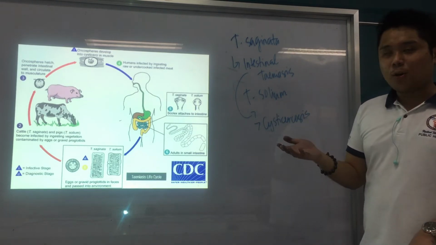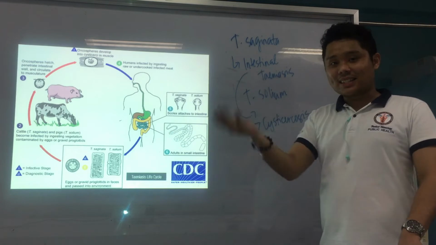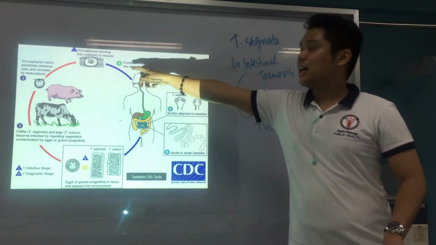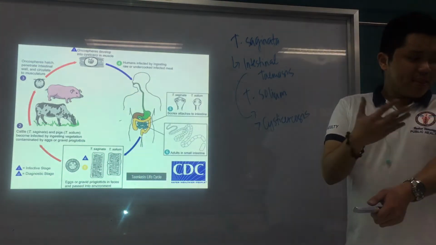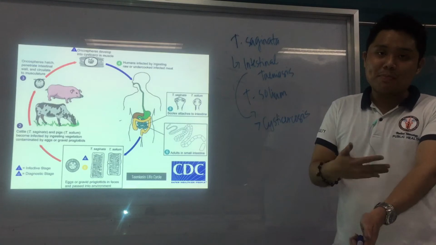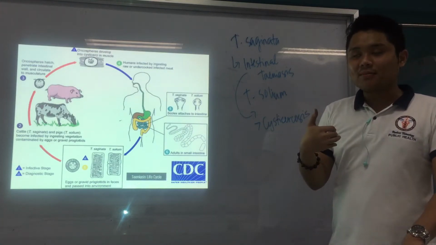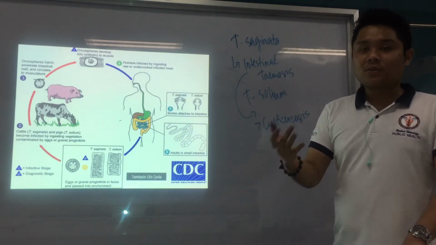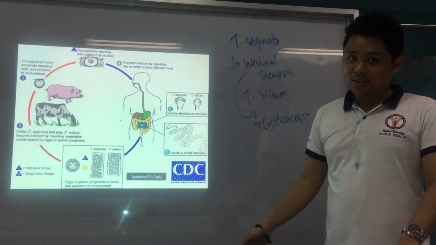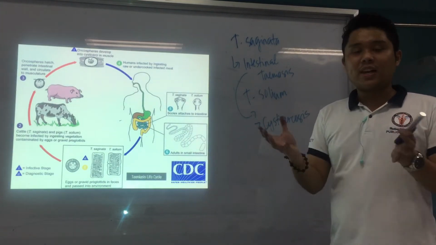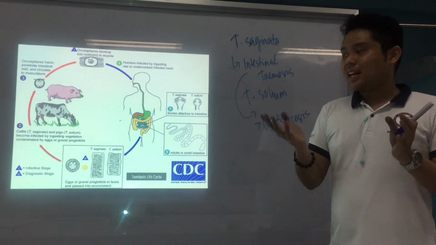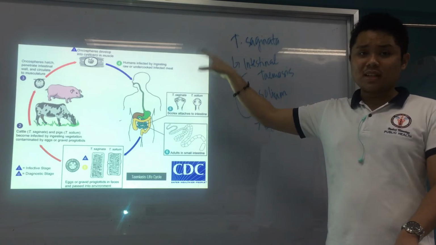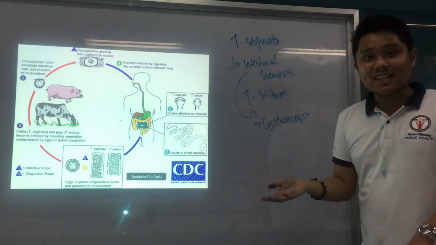So how does it go? Humans will ingest undercooked beef or pork that contains cysticercus larva. It's in the muscle, in the meat of your pork and beef. So when the patient eats it, the meat is digested and the cysticercus larva is released. It's already a larva, so the larva develops into adults. Very easy. And then the adults copulate and release the eggs, and the cycle goes on. So that's the taeniasis life cycle.